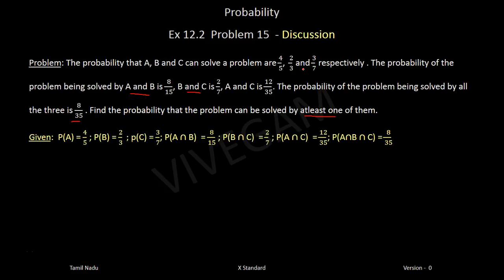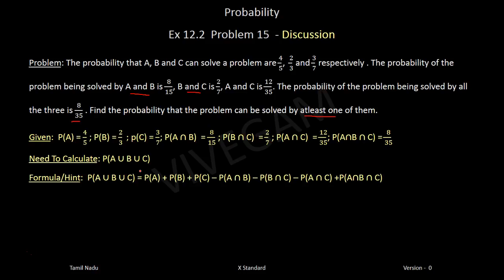Okay. So the various probabilities are given. Probability of A, B, C, A intersection B. A and B means it's A intersection B. B intersection C is B and C, that is 2 by 7. A intersection C is A and C, that is 12 by 35. And all three means A and B and C, all of them can do. So probability of A doing and B doing and C doing, all three doing, is 8 by 35. We are asked to calculate probability of A union B union C. That is the mathematical representation of the statement, at least one of them.